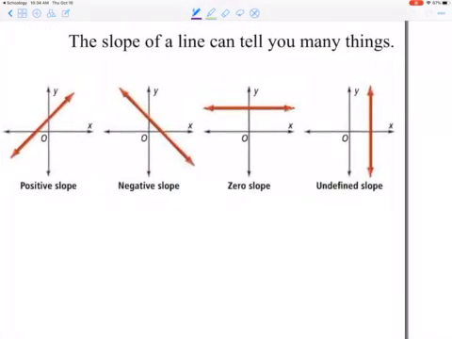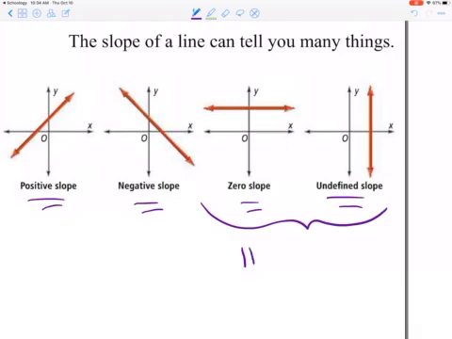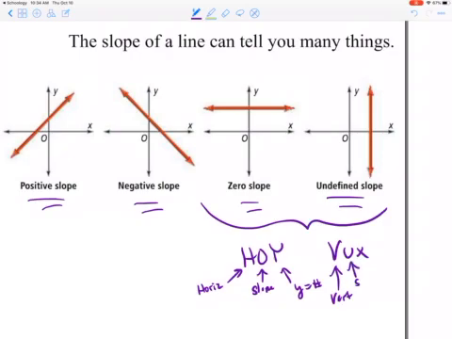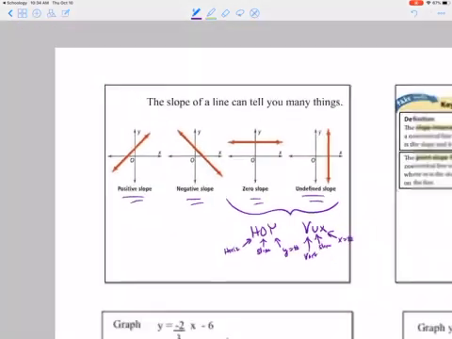Slope of a line can tell you many things. Positive slope is increasing, negative slope is decreasing, slope of 0 is horizontal, undefined slope is vertical. To help you remember these, we have HOY, VUX, which tells you horizontal lines have a slope of 0, and it's y equals a number for the equation. Vertical lines have a slope that starts with a U, undefined, and it has x equals a number as an equation. That's a good way to help remember which slope goes with which kind of line.